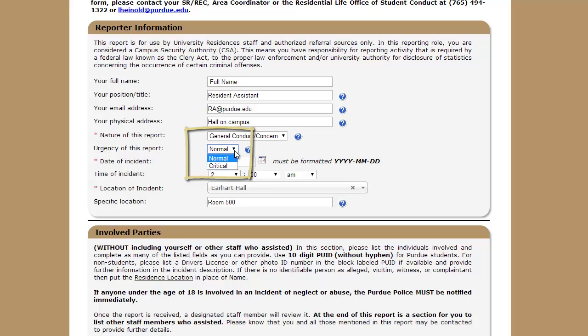Urgency of this report should reflect how fast this report should be seen by an administrator. For a serious violation, critical should be selected, and in all other cases, normal.